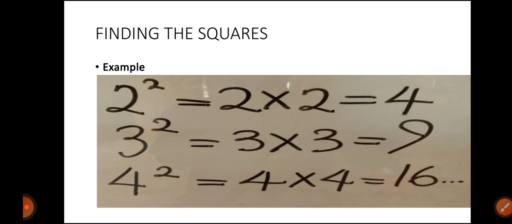It is different from cube. When you see 3 on top, you multiply by 3 times, but this one is square, which means you multiply the number carrying it 2 times. 2 times 2 is 4, 3 times 3 is 9, and 4 times 4 is 16. So the square of 2 is 4, the square of 3 is 9, and the square of 4 is 16.